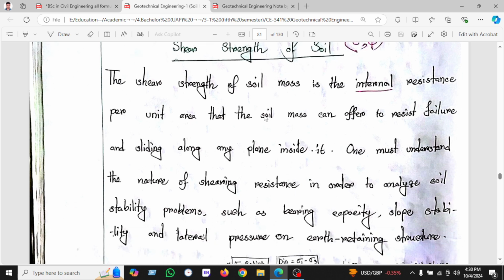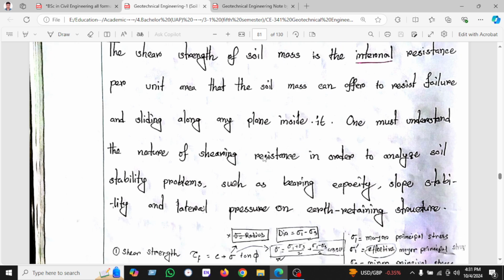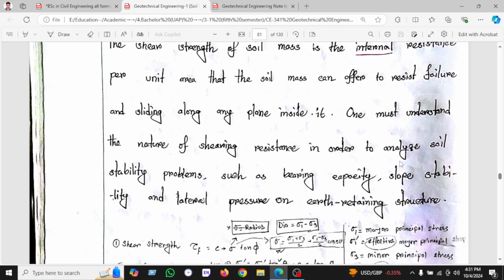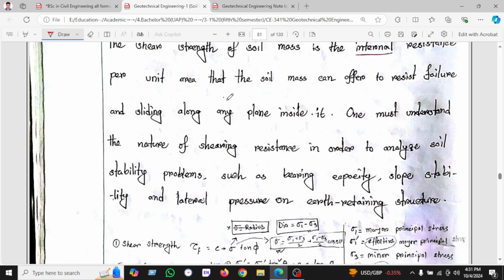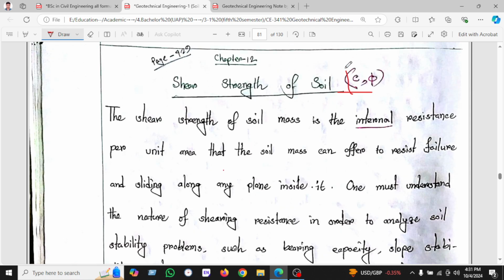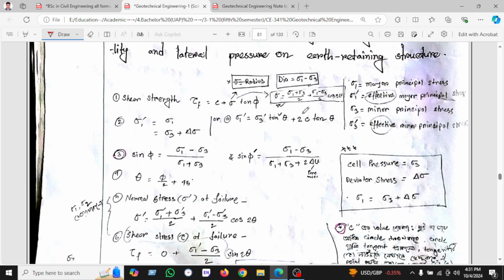The shear strength of soil is the internal resistance of the soil mass to failure and sliding along any plane inside it. One must understand the nature of shear resistance in order to analyze soil stability problems such as bearing capacity, slope stability, lateral earth pressure, and so on. So shear strength is nothing but C and phi. The main focus is how we calculate C and phi.